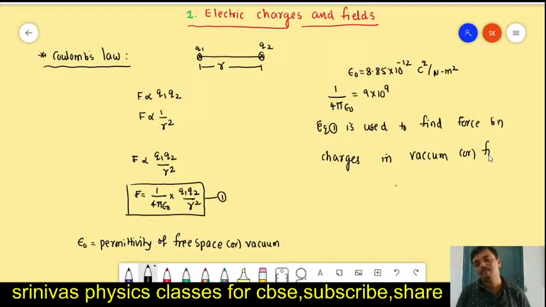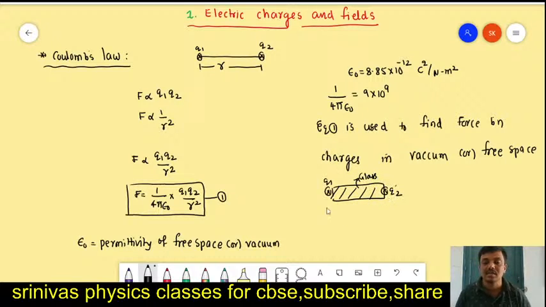If charges are kept in a medium, then what is the formula? For example, the two charges are placed in a certain medium with some dielectric constant, for example, we are keeping two charges in glass. The two charges are placed in the glass, separated by some distance. This glass has some dielectric constant. Now the force in medium formula. The force in free space is this formula.